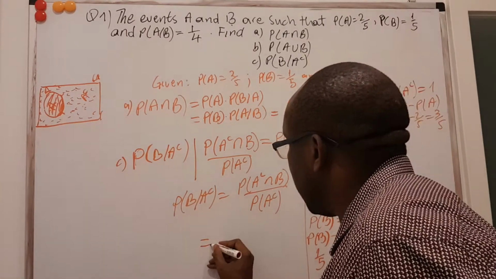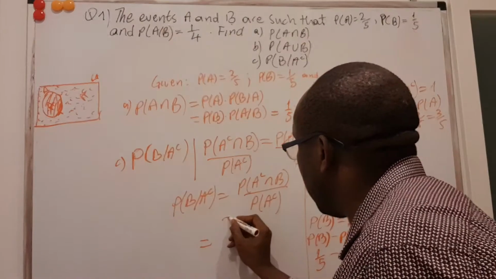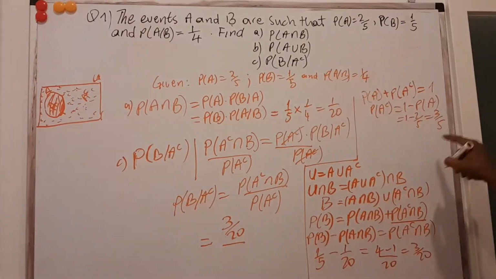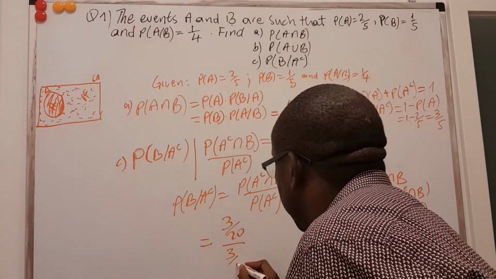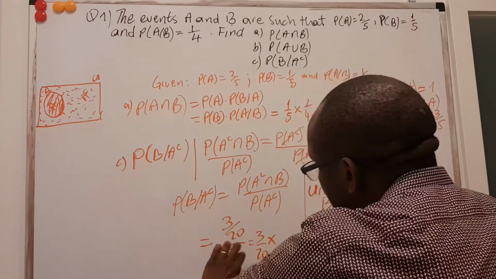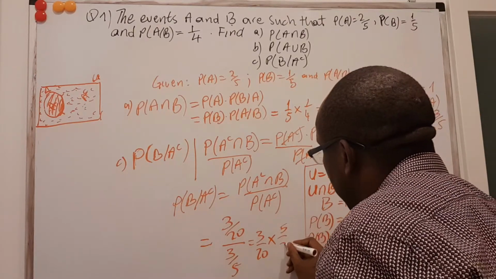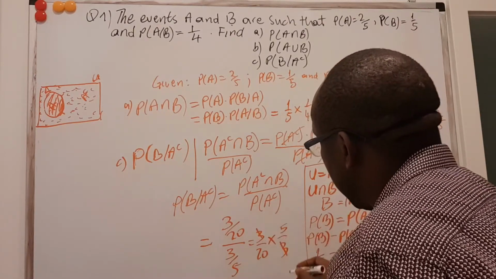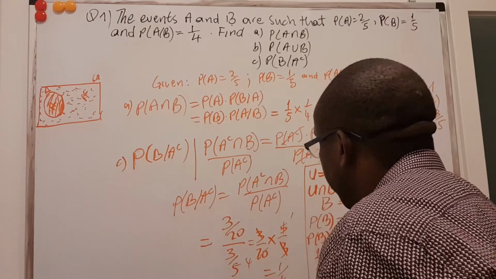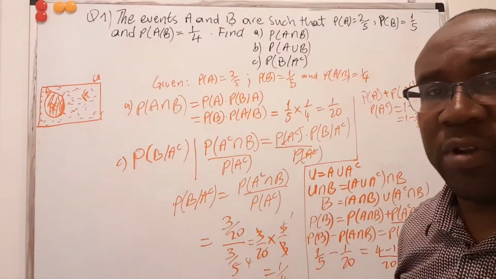So if I just come here and put my information, the one I know, I have 3 on 20 divided by 3 on 5. And that's equal to 3 on 20 multiplied by, I invert that to become 5 on 3. 3 here goes off with that. 5 here 1, 5 here 4. So this is 1/4. So that was it for this question.